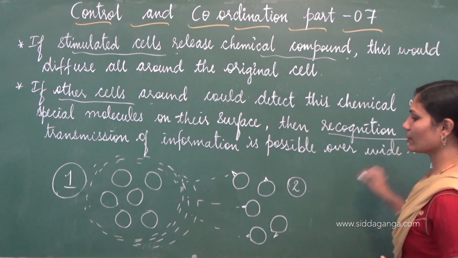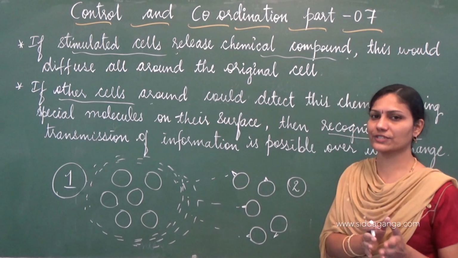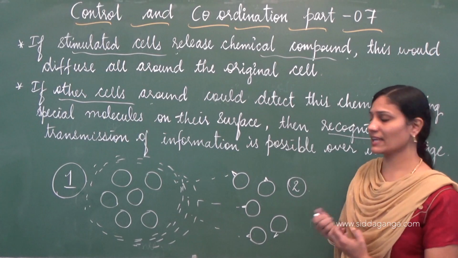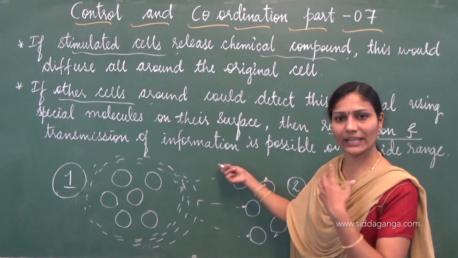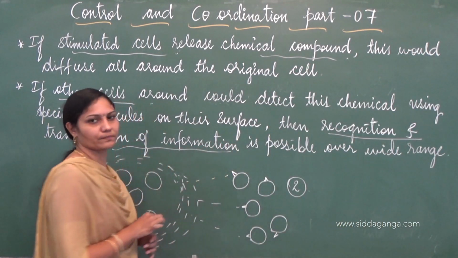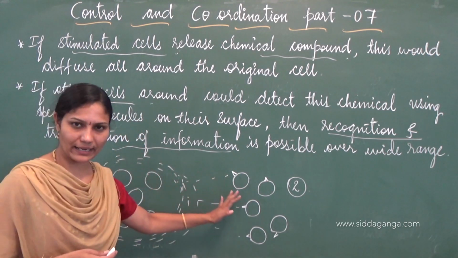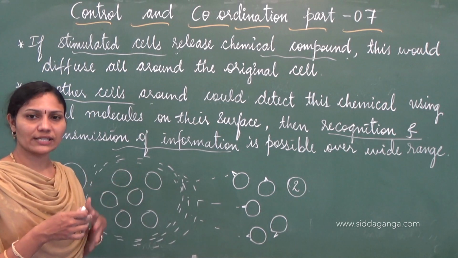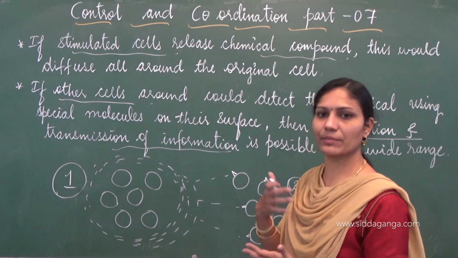They are capable of recognizing the information. Some information has been transmitted in the form of chemicals by a particular type of cells. This information has been received and recognized with the help of special molecules or proteins present on their surfaces. They not only receive or recognize the information, but they are also capable of transmitting this information over a wide range. So they recognize the information sent by type 1 cells. These are the stimulated cells. Upon stimulation, they release certain chemical substances, which are referred to as hormones.